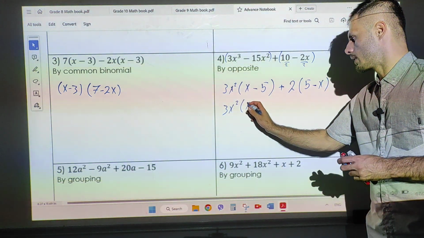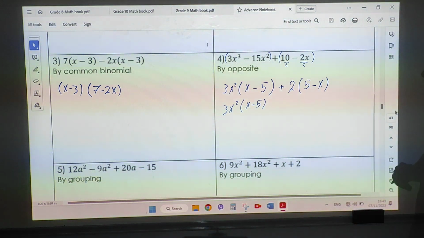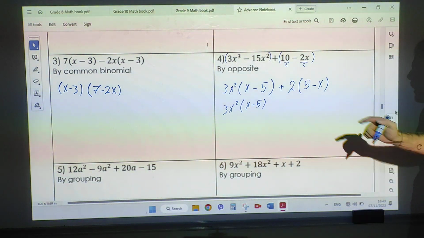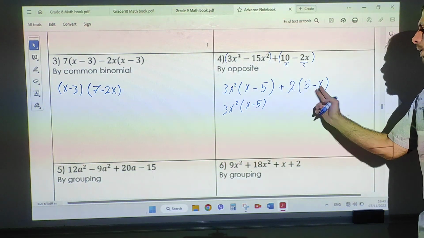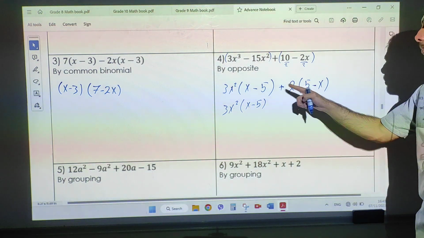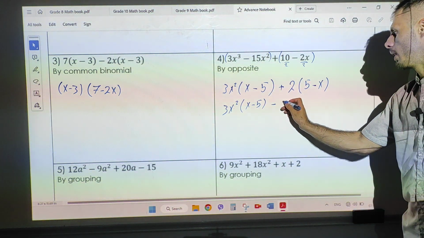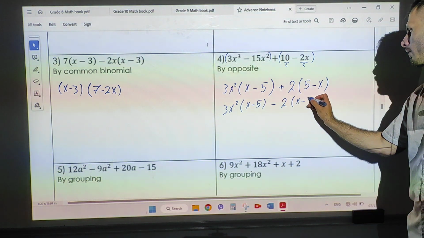You write the first one same as you have until the end of the first bracket. Then you change this sign and you change the place of that. You must change it, change the place of that to make it same. It will be minus 2x minus 5.